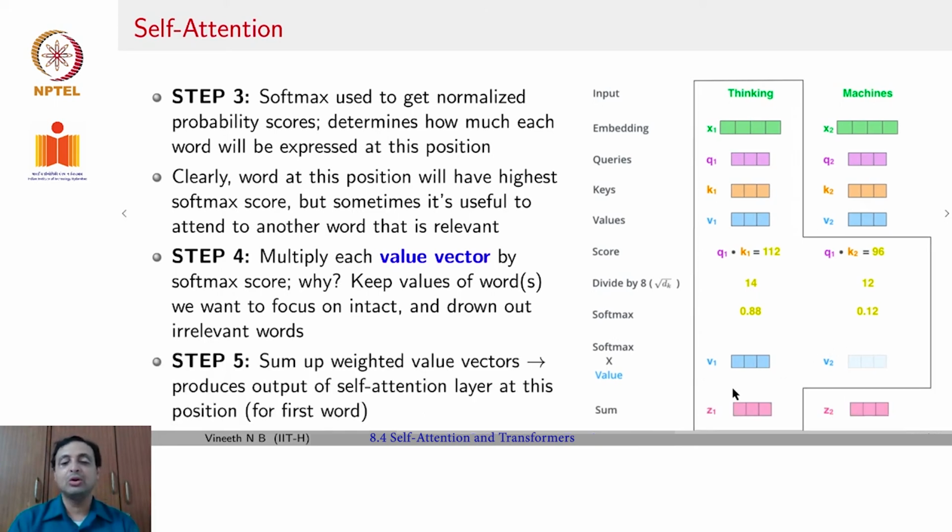And we finally then do a weighted sum of all of these V1, V2, V3 and so on vectors to get a final Z1, Z2, and so on. So Z1 here is the weighted sum of V1 times its softmax value plus V2 times its softmax value plus V3 times its softmax value, which together form Z1. Similarly, Z2 would be formed when we process the word machines.